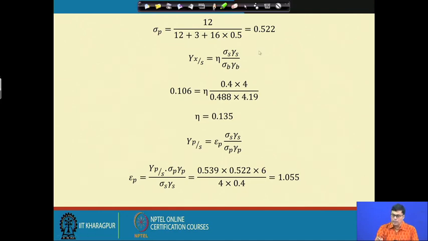This is the value we obtained, and then Yx by S equals what? This is the equation we have seen previously. Now what we shall have to do is put all the values: the experimental results, the degree of reduction of substrate, the carbon fraction of the substrate, the carbon fraction of the biomass and the degree of reduction of the biomass. Then you can find out the eta value. What is the eta value you get? It is 0.135, and then for Yp by S I can write epsilon P equal to gamma S sigma S by gamma P by sigma P.